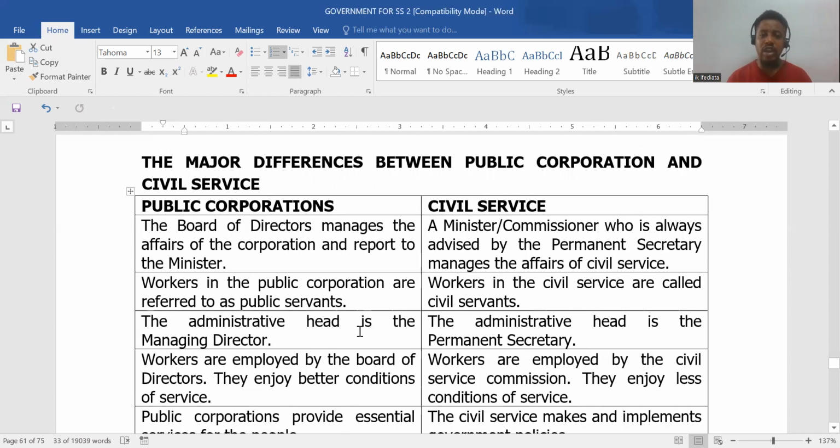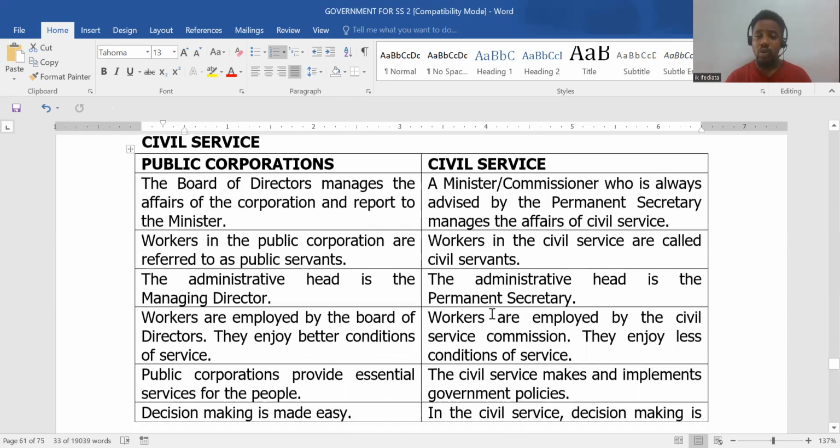Managing director is the administrative head, not political head. While the permanent secretary is the administrative head of the civil service. Workers are employed by the board of directors. Workers are employed by the Civil Service Commission. Right? Public corporation provides essential services for the people. Civil service makes and implements government policies.